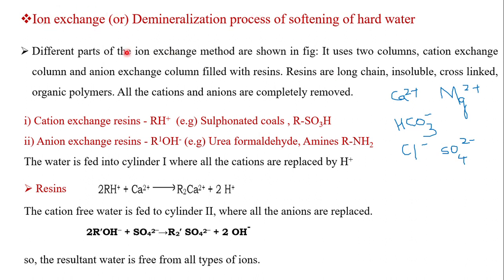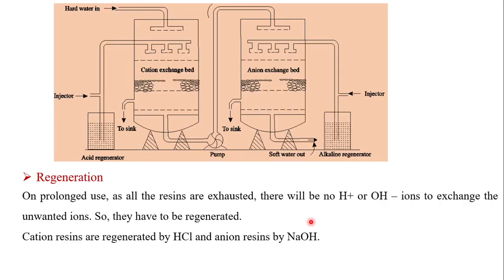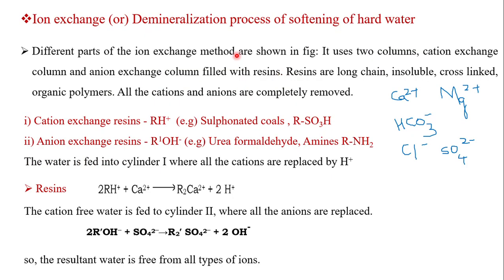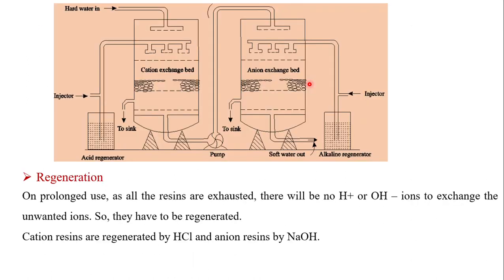Now let us see the parts of the ion exchanger. It consists of two columns. The first column is called the cation exchange column. The second column is called the anion exchange column. I'll repeat again: the ion exchanger consists of two columns. Column 1 is called the cation exchange column. Column 2 is called the anion exchange column. Here you can see the resins which are filled in these columns. You can see the picture here.